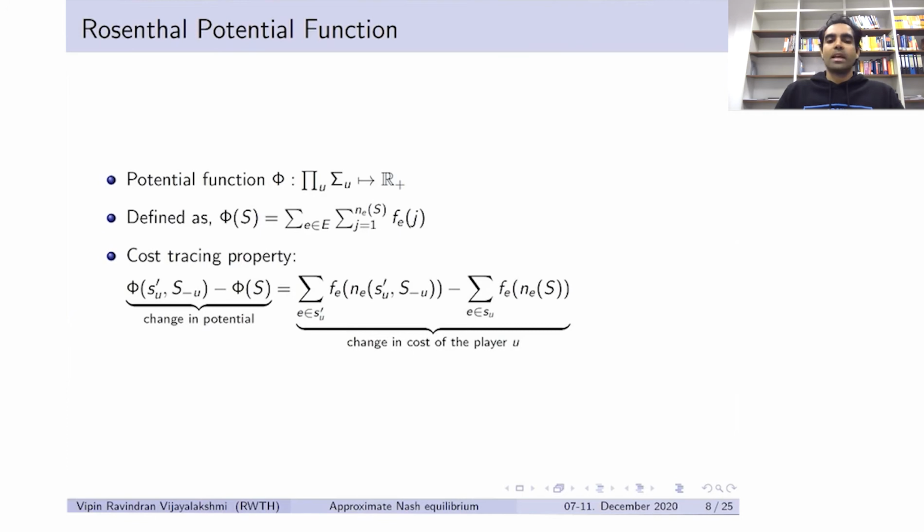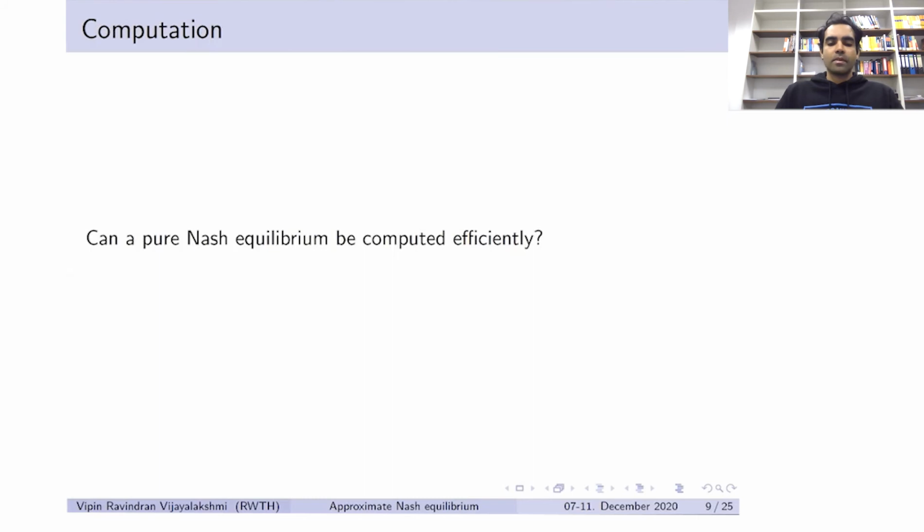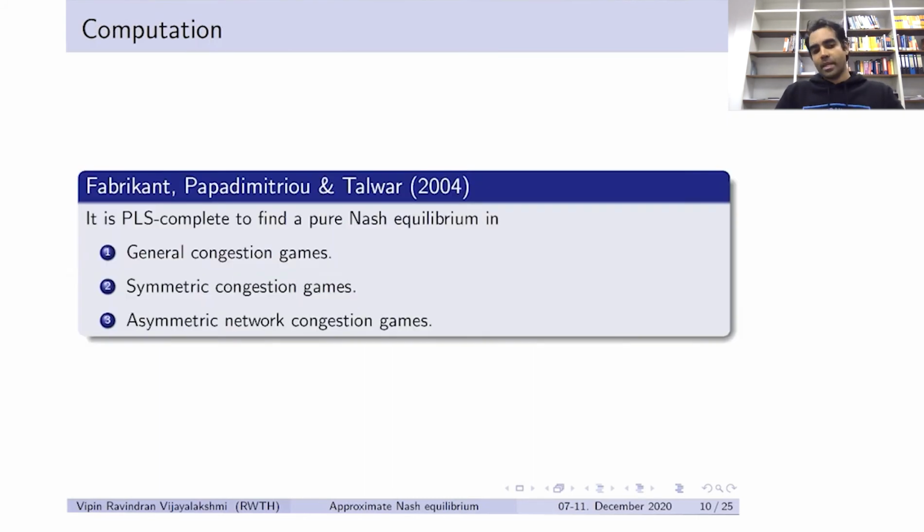Now that we've shown that every congestion game has a pure Nash equilibrium, the next question would be, can you compute these pure Nash equilibria efficiently? So can a pure Nash equilibrium be computed efficiently? Unfortunately, that is not the case.